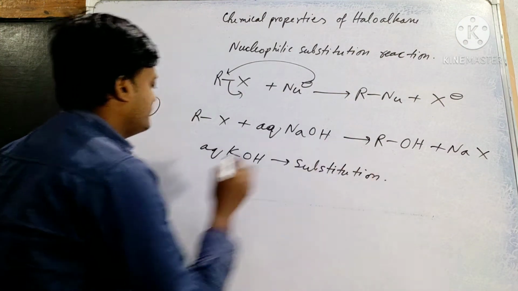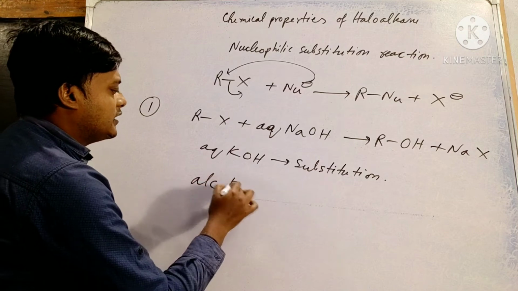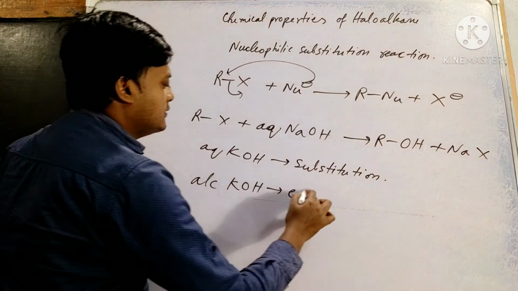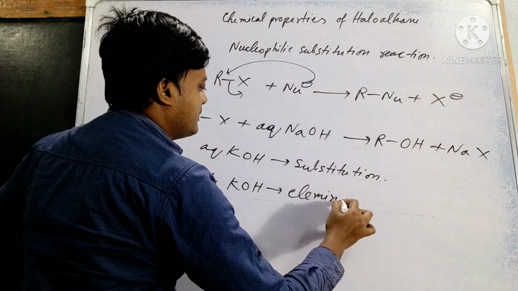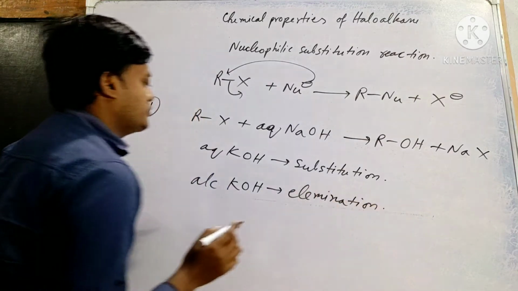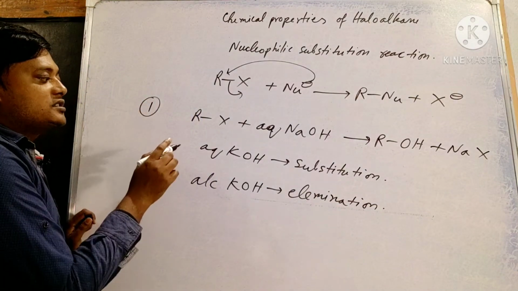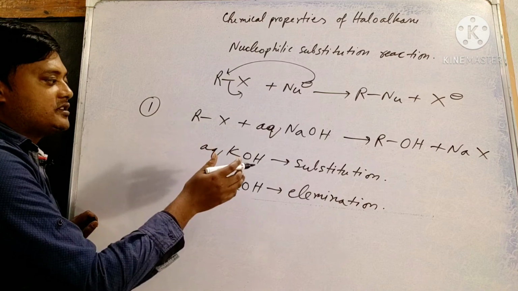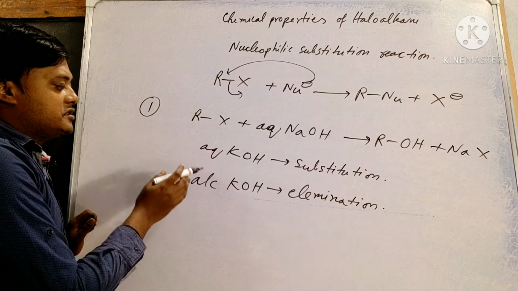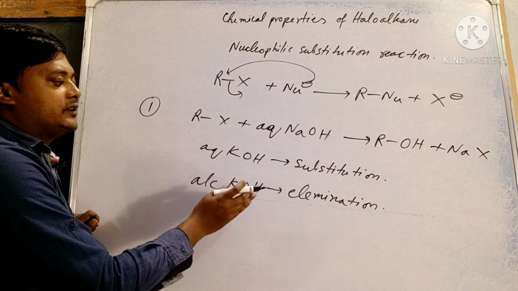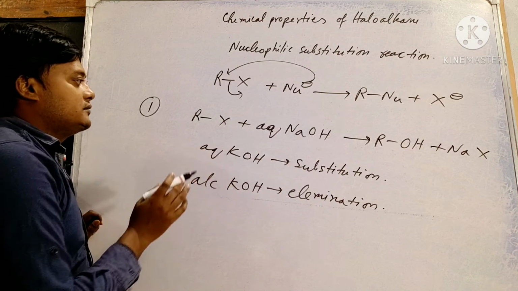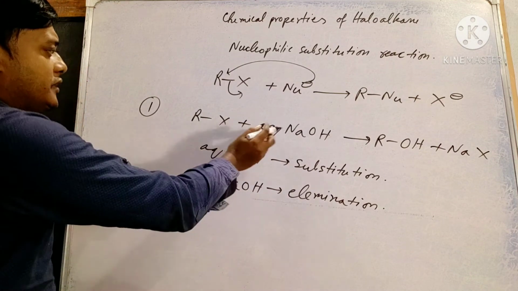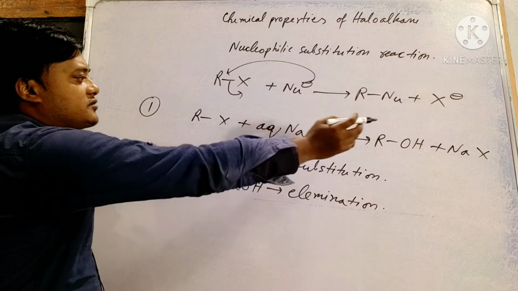substitution, alcoholic KOH, elimination. Okay, remember these two. When we add aqueous KOH, it will undergo substitution. When we use alcoholic KOH, it will undergo elimination. So here aqueous NaOH, so that's why substitution.